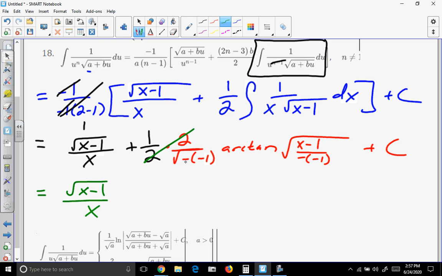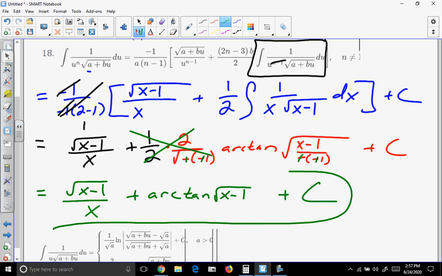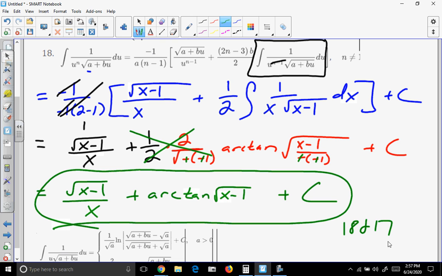Those cancel. That makes 1. So all of that's 1. Arctangent of the square root of that's 1. So x minus 1 plus c. So just recognizing which formulas we're using. This time we use 18 and then 17.